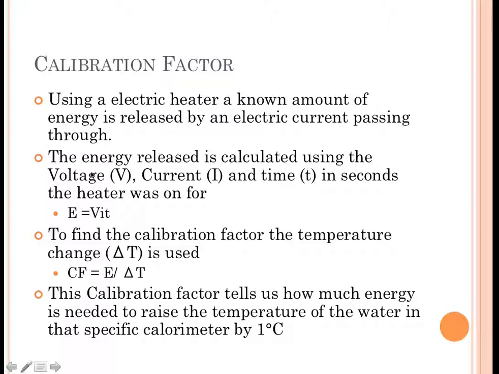So we add via electrical current a set amount of energy, which we measure by measuring the voltage, the current, and the time. When you multiply the voltage, the current, and the time, that gives you the energy in joules. We then take that energy and divide it by the change in temperature of our water. So energy is divided by delta T, and that gives you a calibration factor in joules per degree C. That tells us how much energy we need to raise the temperature of that calorimeter by 1 degree.